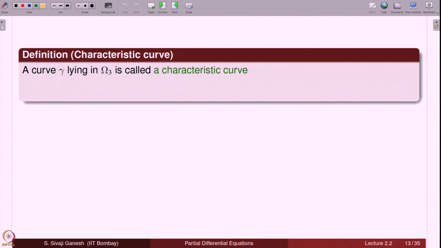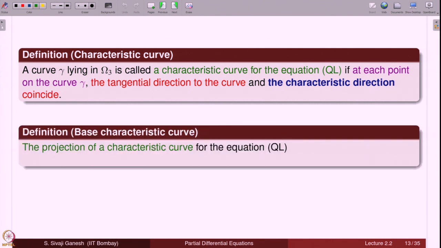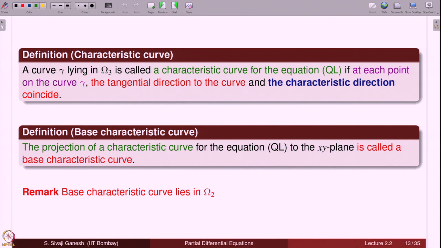Now, characteristic curve. A curve gamma lying in omega 3 is called a characteristic curve for the quasi-linear equation QL if at each point on the curve gamma, the tangential direction to the curve is the same as the characteristic direction. Both directions coincide. That is called a characteristic curve. Now, if you project the characteristic curve gamma, which is in omega 3, to the xy plane, that is called the base characteristic curve. The base characteristic curve lies in omega 2, which is the projection of omega 3 to the xy plane. The characteristic curve lies in omega 3.